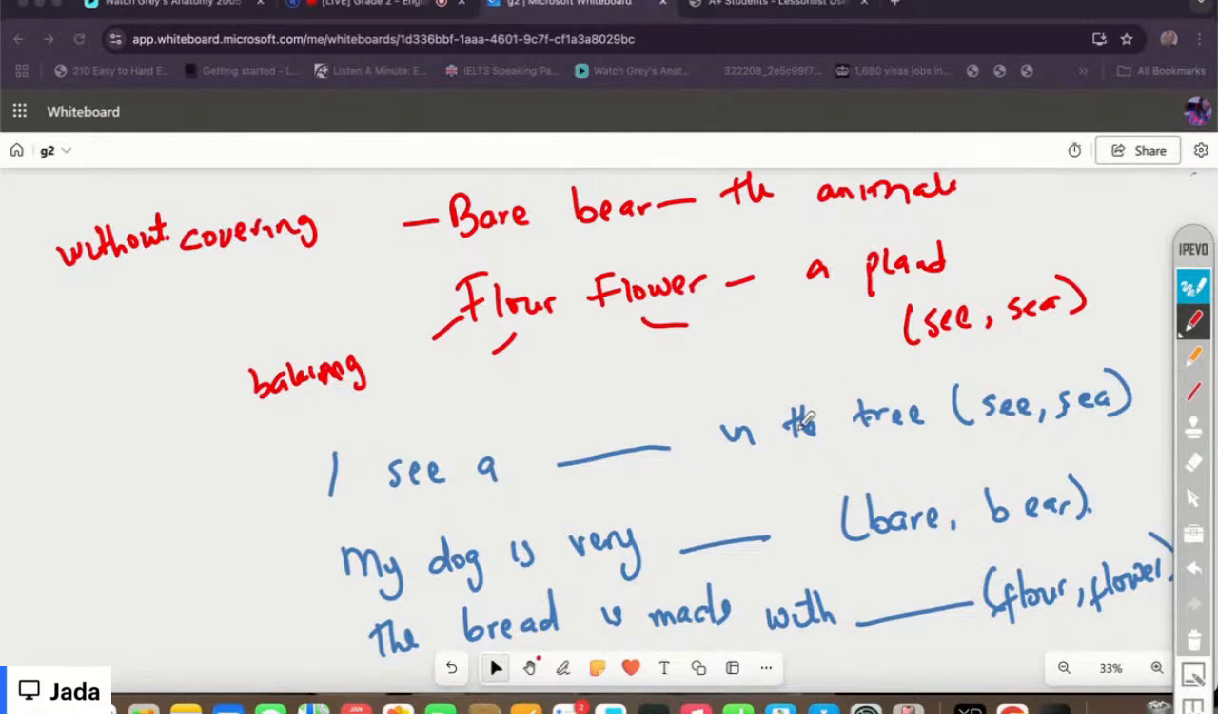So we have for the flower, right? We have this one, okay? And we also have "my dog is very bear." And for this one you can say "I see a sea in the tree." Okay? All right, so tell me, do you guys have any questions? Do you have any questions?